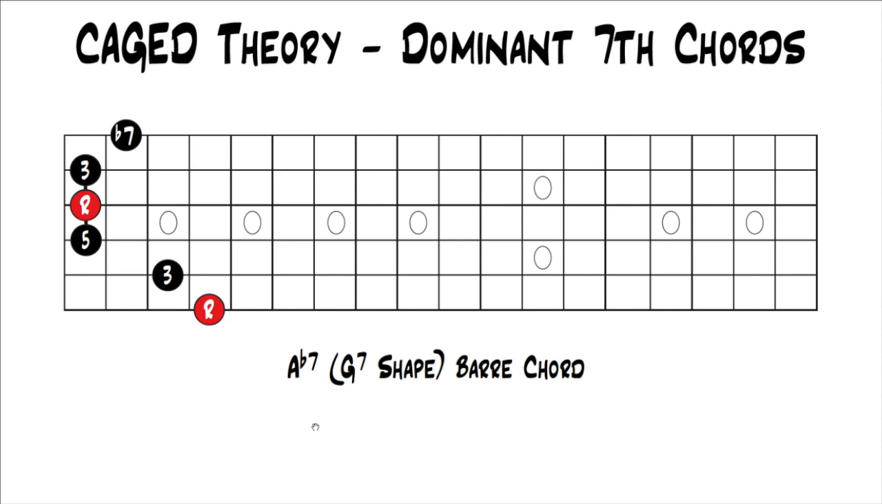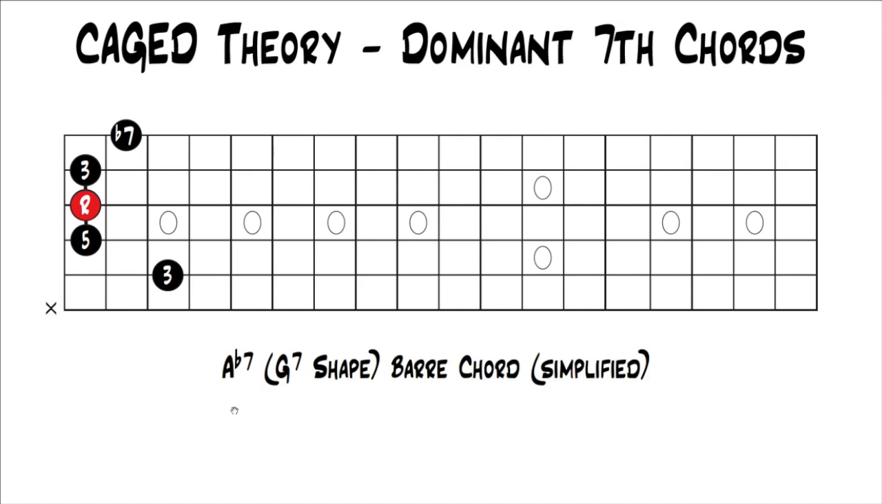And just like all the G CAGED chords, this is a very hard chord to play, so not really that useful as a full shape. So we can simplify it like we've done with the other G-shaped chords. The first thing we can do is remove the lowest note, and that would give us this shape, and that's a much easier shape to hold. This would still be an A7 bar chord using the G7 shape, just a simplified version of it.